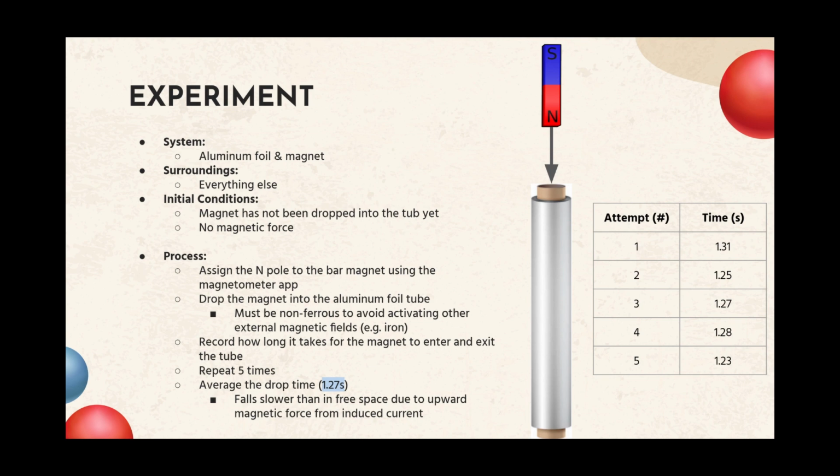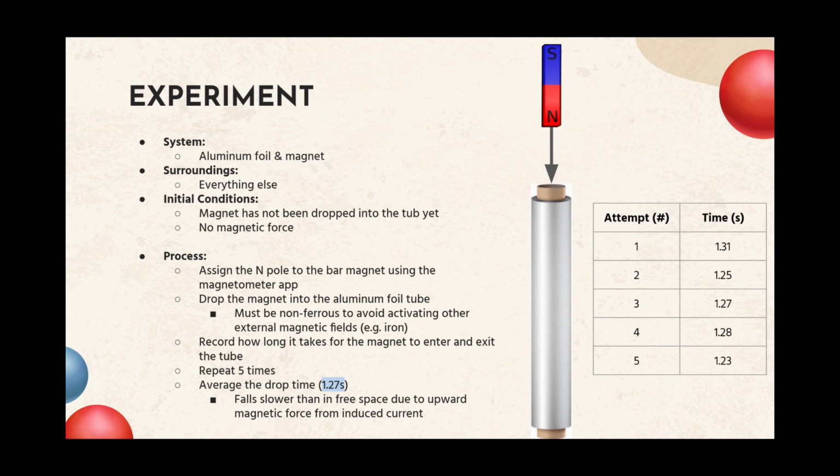And this tube has to be non-ferrous to avoid activating other external magnetic fields. So we couldn't have done this with a steel pole or anything with iron. And then we recorded how long it takes for the magnet to enter and exit. You can see the trials on the right side. Then we repeated it 5 times and calculated the average, and we got around 1.27 seconds.